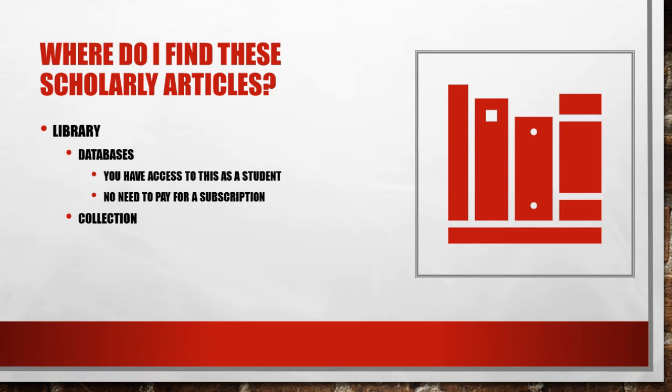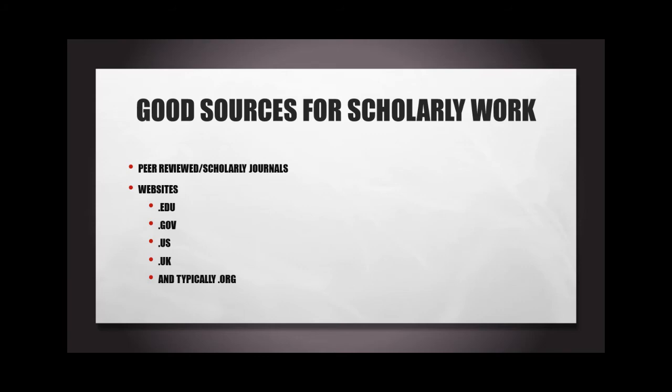Just a few more things about scholarly writing. Like I was saying, there's peer review. There are these scholarly journals that we were just talking about, but there are other sources that could potentially be used with your writing. So nonfiction books could be one. Websites that might end with .edu, .gov, .us, .uk, and usually .org.